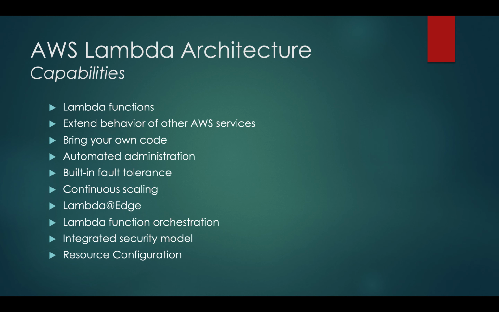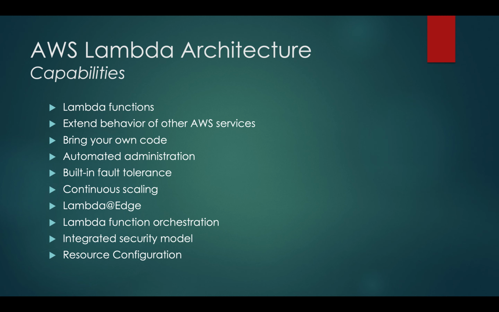Next is Lambda function orchestration. So you can have several Lambda functions that maybe work together or create a pipeline of processing that you may need. So Lambda provides a way for you to orchestrate multiple Lambda functions in complex configurations to achieve the processing you need. This includes, you can have multiple Lambda functions run in parallel. They can run sequentially or some combination thereof.